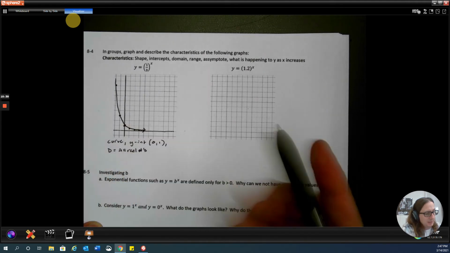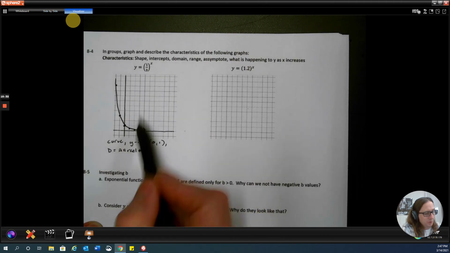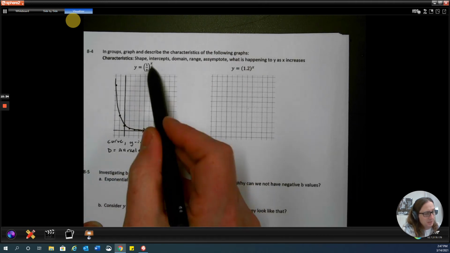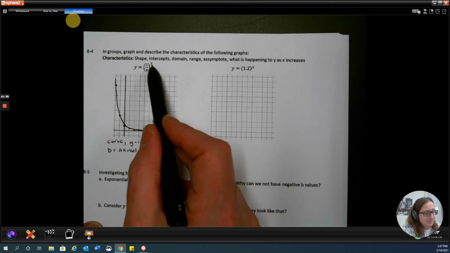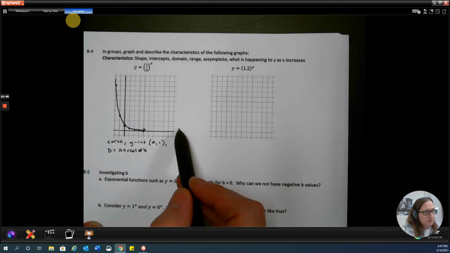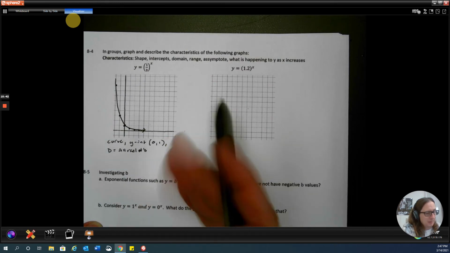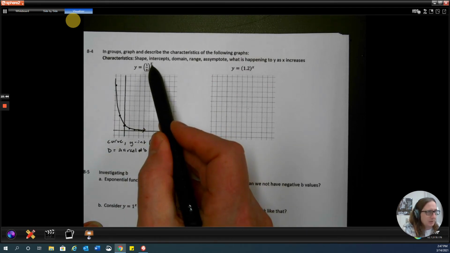I can keep on plugging in any x that I want. Remember, our x's are a domain. So I can put 1,000 into here. I can put 2,000 into here. I can put negative 5,000 in there. I can keep on plugging in those values. There is nothing stopping me from plugging in any x value that I want.